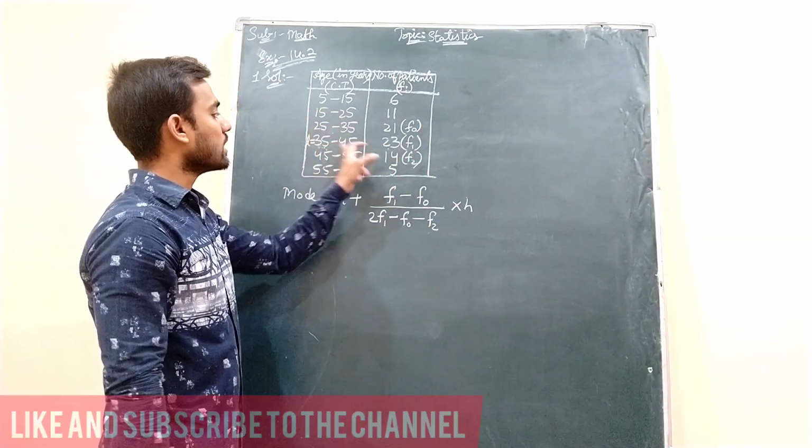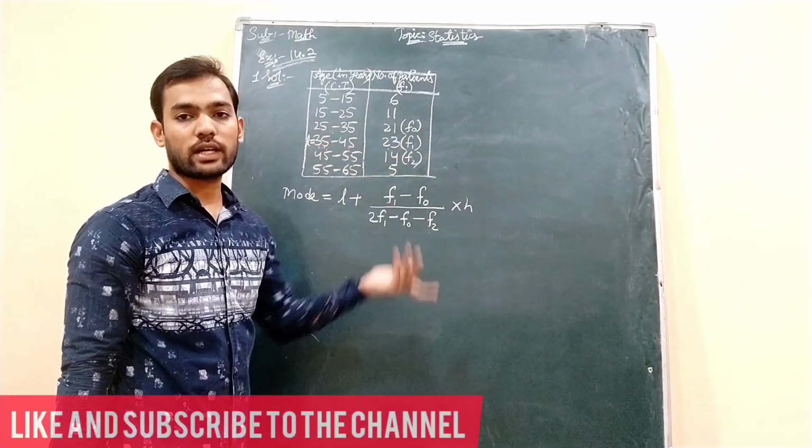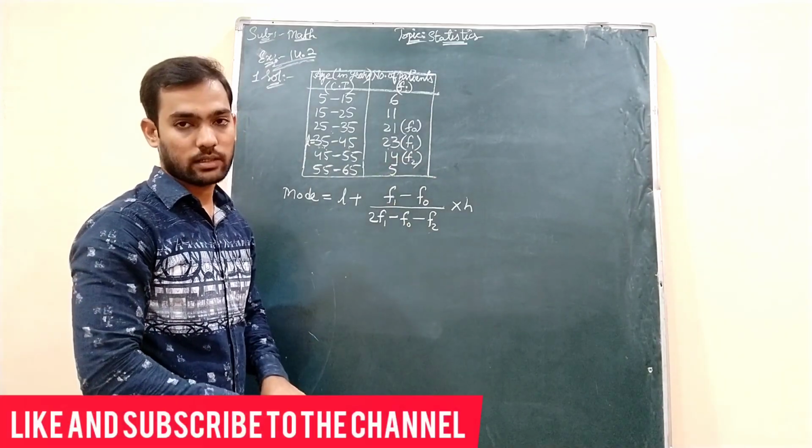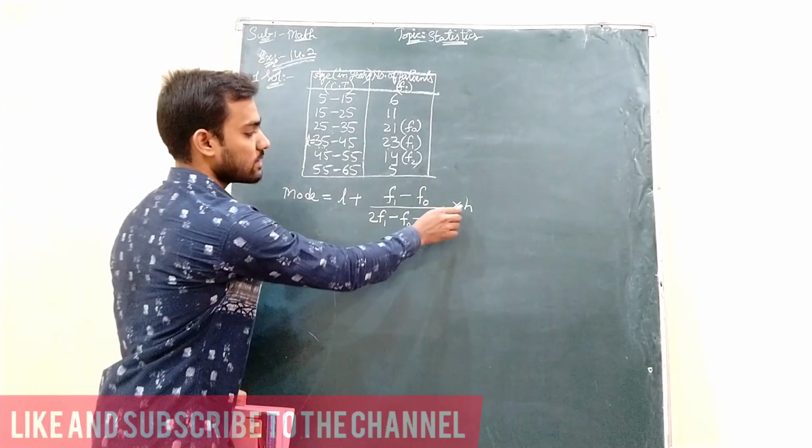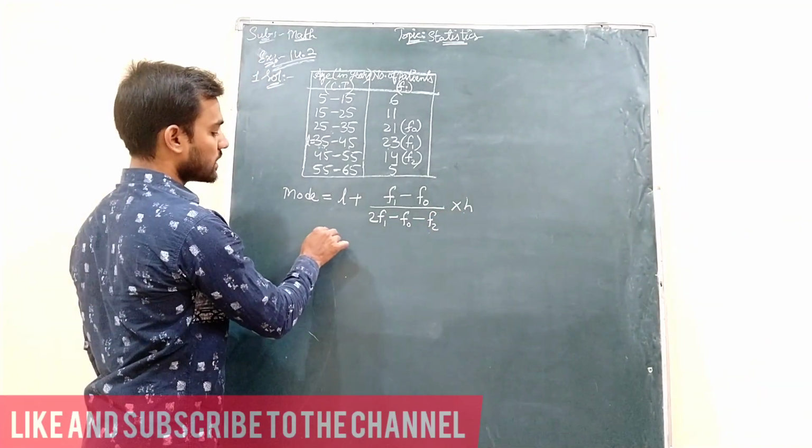H is the size of the modal class, 35 to 45. How much is the difference? It was 10, right? 35 to 45, there is a difference of 10. That will be the size of the class interval. Now we will substitute all the values.